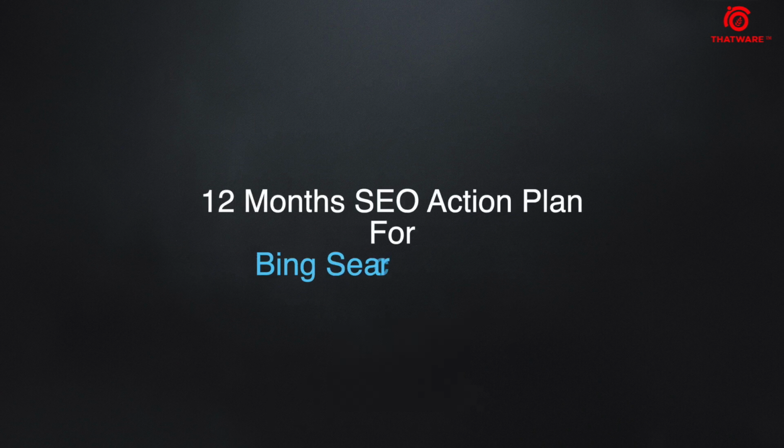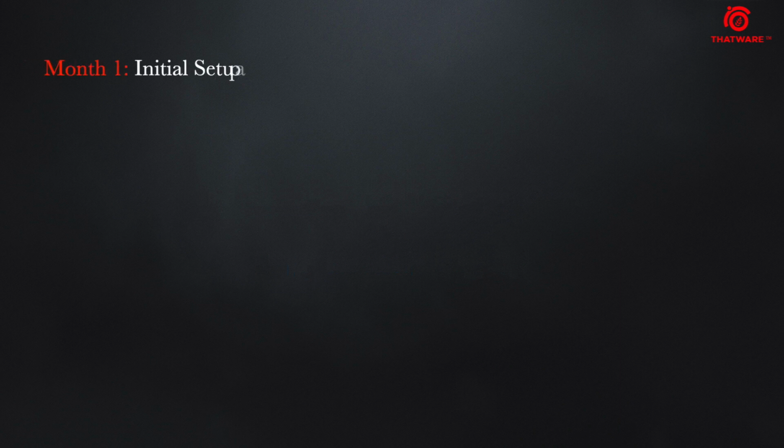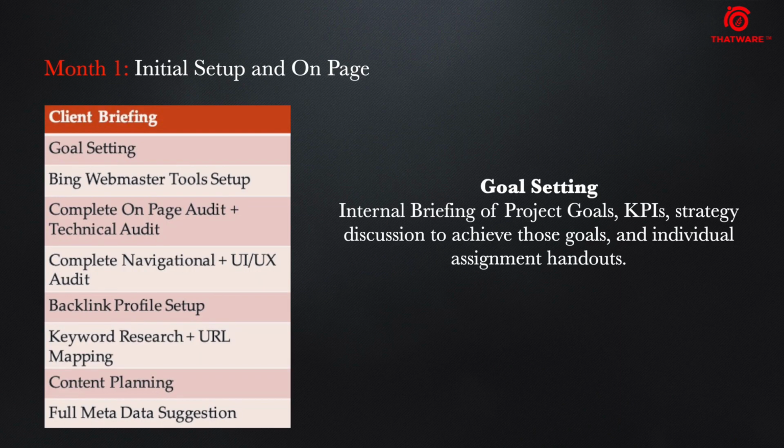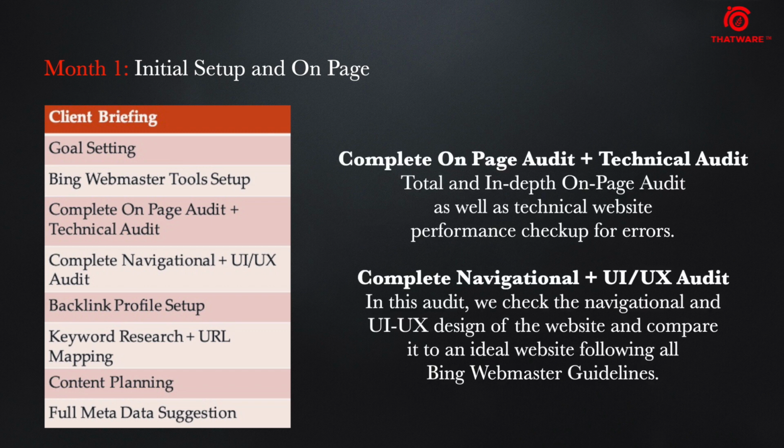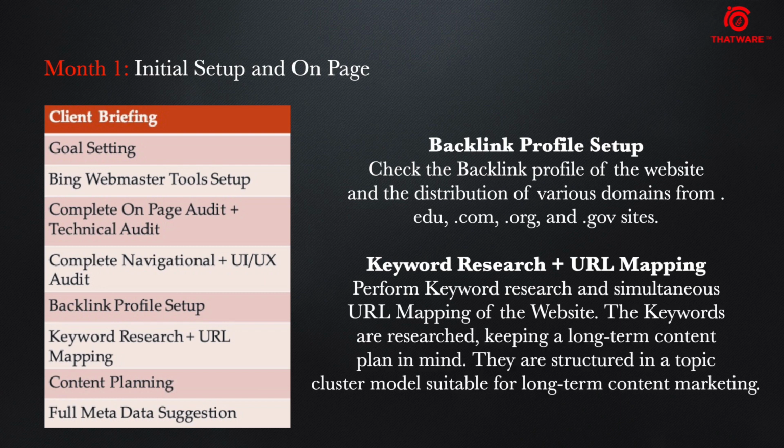So let us go and understand some of the 12 months SEO action plan for the Bing search engine. Starting from month one, some of the essential tasks that you should do is goal setting. You need to make sure that you set your goals prior, because you need to track how much the SEO success would be in the longer part of your journey. Apart from that, Bing Webmaster Tools setup should be there, just like the Google Search Console, a complete on-page and technical audit, complete navigational UI, backlink profile, keyword research and URL mapping, content planning and the metadata session.